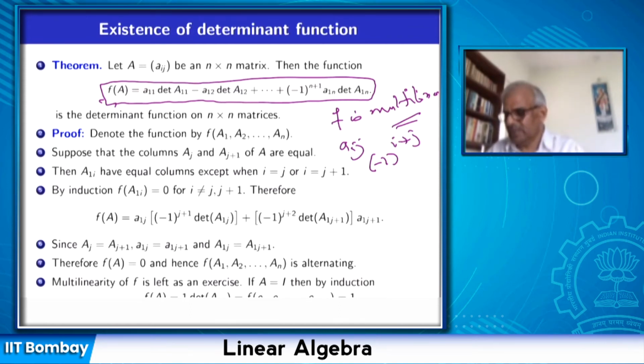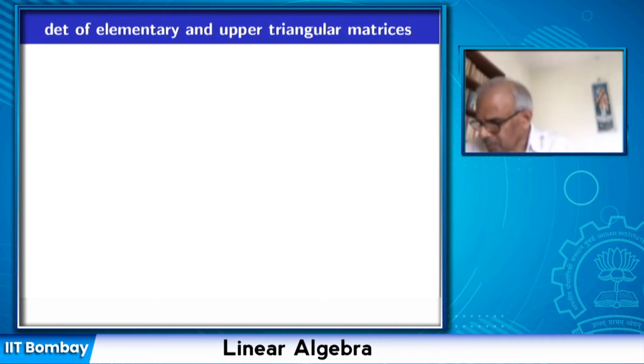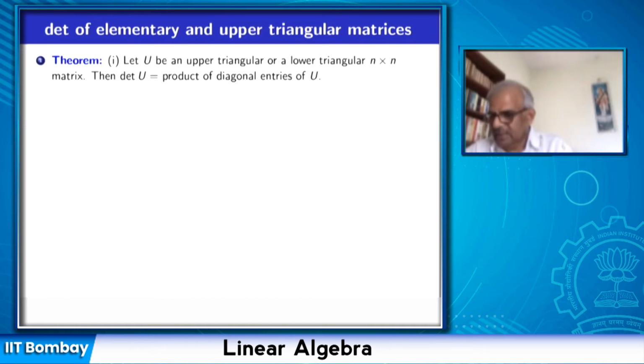So whether you expand by rows or columns, it is the same. Okay, let's look at determinant of elementary and upper triangular matrices. So I introduced 3 types of elementary matrices. These are matrices which correspond to 3 elementary row operations. And then an upper triangular matrix is one where all entries below the principal diagonal are 0.